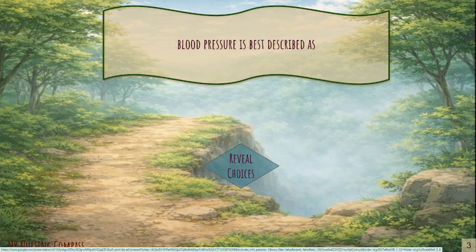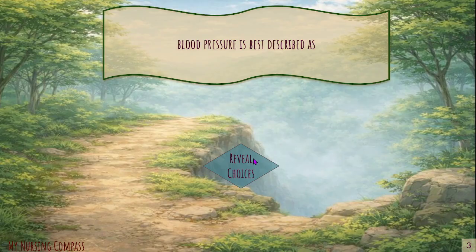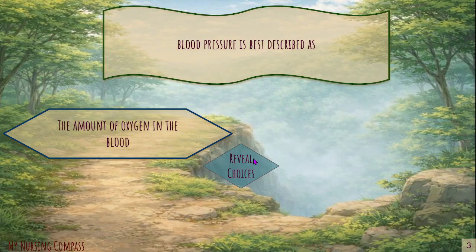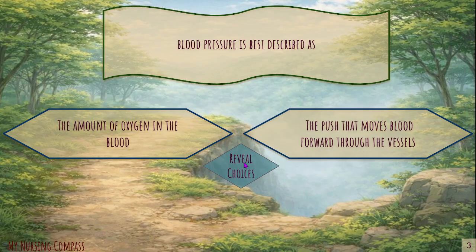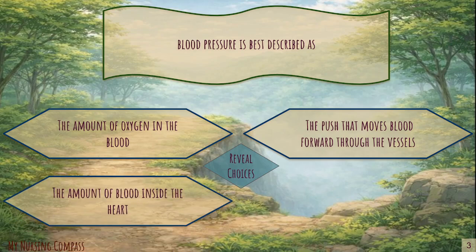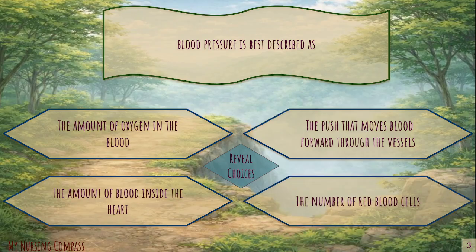Blood pressure is best described as what? A, the amount of oxygen in the blood. B, the push that moves blood forward through the vessels. C, the amount of blood inside the heart. D, the number of red blood cells. What does blood pressure mean to you?